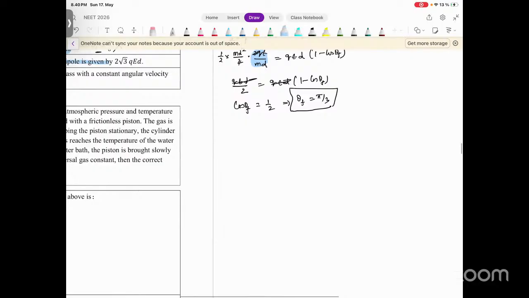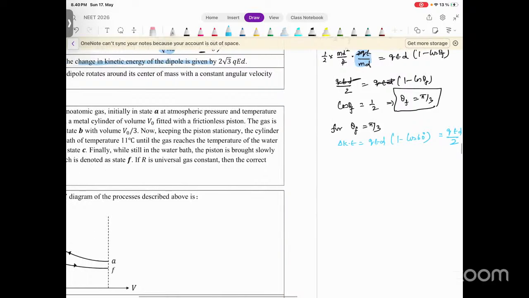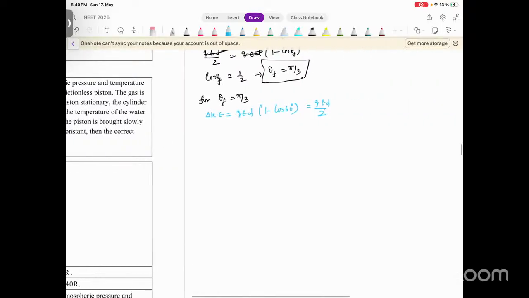Now, if I take theta final equal to pi by 3, what will the change in kinetic energy be? Change in kinetic energy will be equal to QE into D into (1 minus cos 60 degrees). That is equal to QED divided by 2. So how much am I getting here? 2ED. So this is also false, I feel. So the third option is also false.